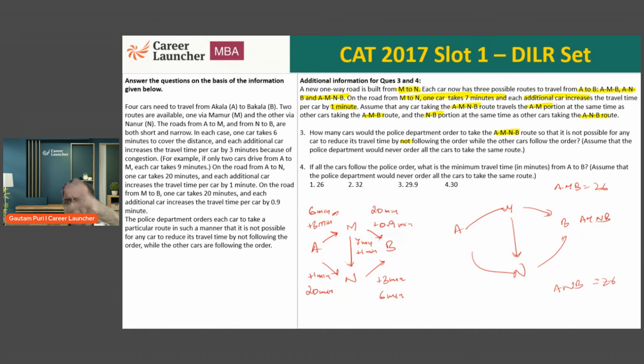6 plus 7, 13. Yeah, 16. Go ahead. Get 16 minutes. Now, what does that tell you? AM and B will be the preferred route. AM and B has to be my preferred route. I should route the maximum number of cars from here.